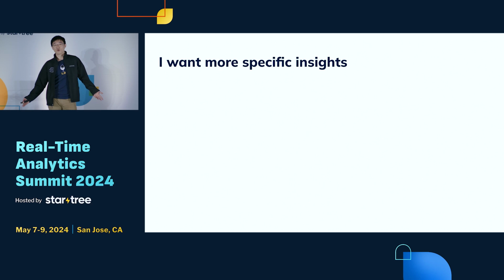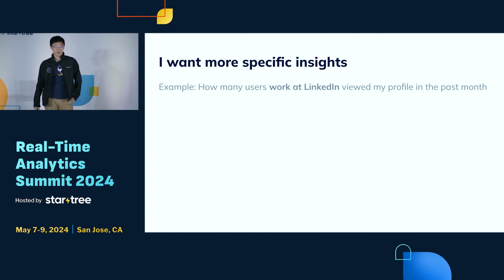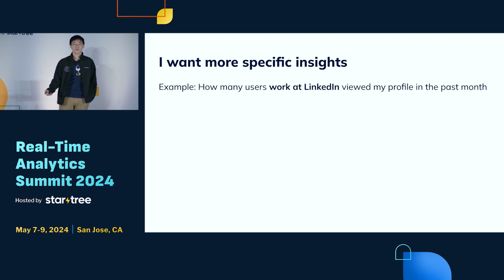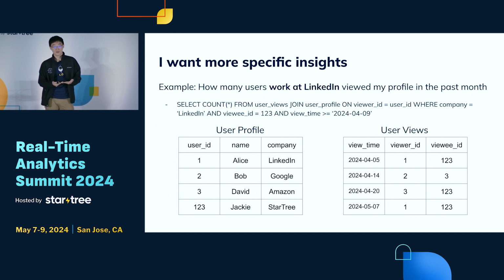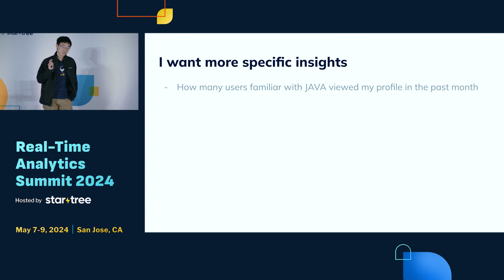So then what's next? I want more specific insights. For example, I want to know how many users who work at LinkedIn viewed my profile in the past month. How do I do this? Obviously, I don't have the information from the user view table about who a viewer is and where the viewer works. So I imagine maybe I have two tables. One is the user profile table, where I know the detailed profile of each user, and then I have a separate user views table. In order to solve this query, I want to join these two tables together on the user ID, and then look up some information from the left table and some information from the right table. And then, let's see, if I want some more specific insights.